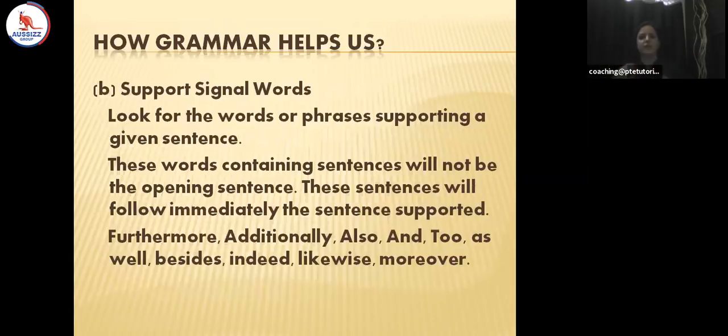Next is support signal words. Look for the words or phrases supporting a given sentence. Sentences containing these words will not be the opening sentence. Always remember this, because these words always need something to have happened first. For example, furthermore. I haven't explained anything, then how can I say furthermore? I haven't discussed anything. How can I say additionally? I cannot use these kinds of words, and these can never be in my opening sentence.